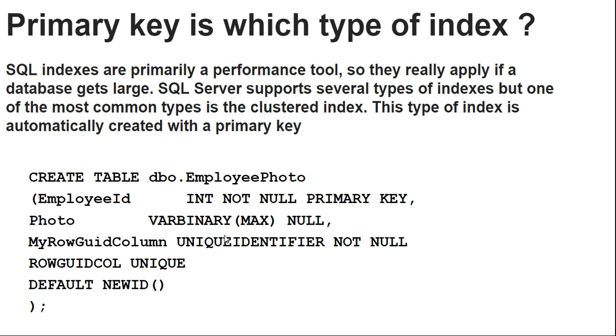So how to create the table with the index? You see, I'm creating the table employee photo. There is the employee ID, which is int not null, and that is the primary key. This field is automatically considered as a clustered index, which means that it will not allow any null value and it will allow unique numbers only. That is the primary key.